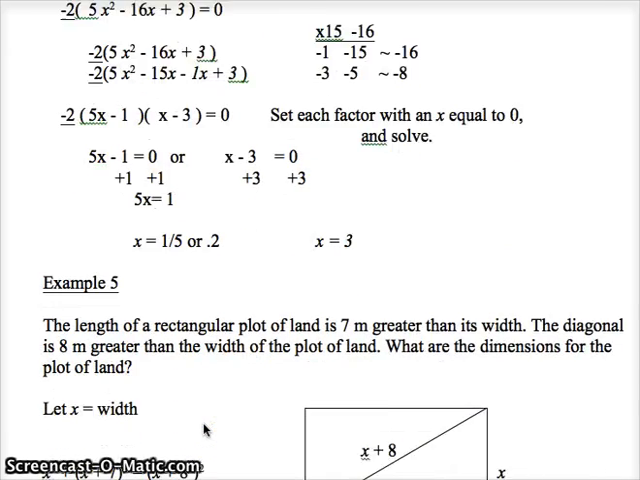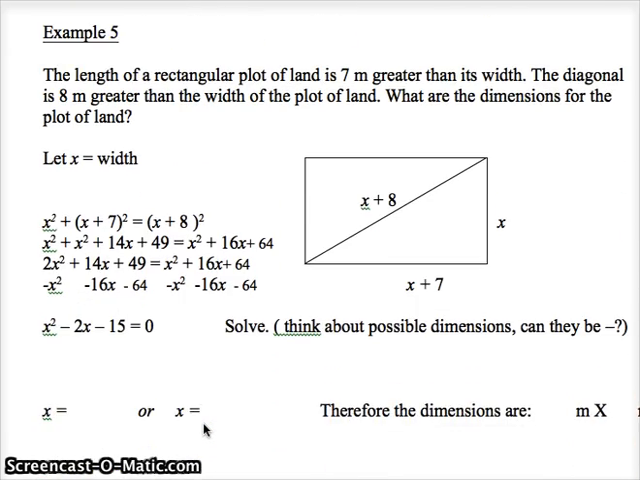All right, so the last example, example 5. You want to simplify this question. The length of a rectangular plot of land is 7 meters greater than its width. So again, the length is 7 greater than its width. If we say x is the width, our length will be x plus 7. The diagonal is 8 meters greater than the width, so our diagonal is x plus 8. We want to know what our dimensions are.